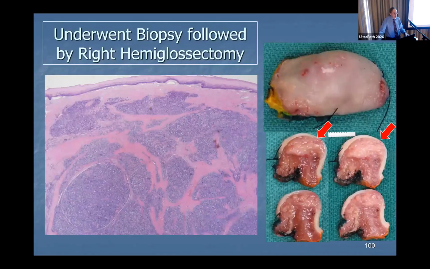Fortunately, you can excise the right side of the tongue, because the tongue has a right and left vascular supply. So it's possible to do a hemiglossectomy without necessarily affecting the other portion of the tissues left behind. So this is the hemiglossectomy specimen. She went to biopsy first. I'm just showing you the hemiglossectomy specimen, but the tissue I'm going to show you is from the biopsy. And here you can see intact mucosa overlying this area.